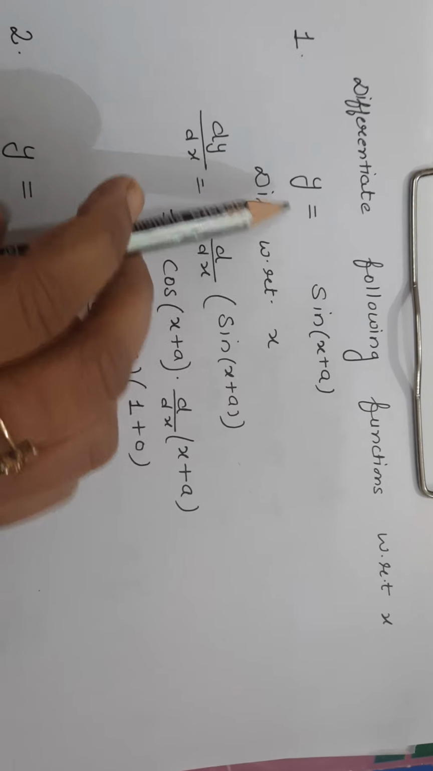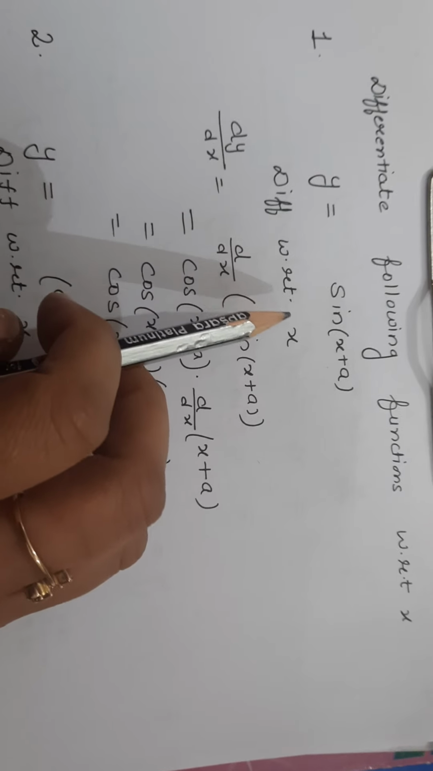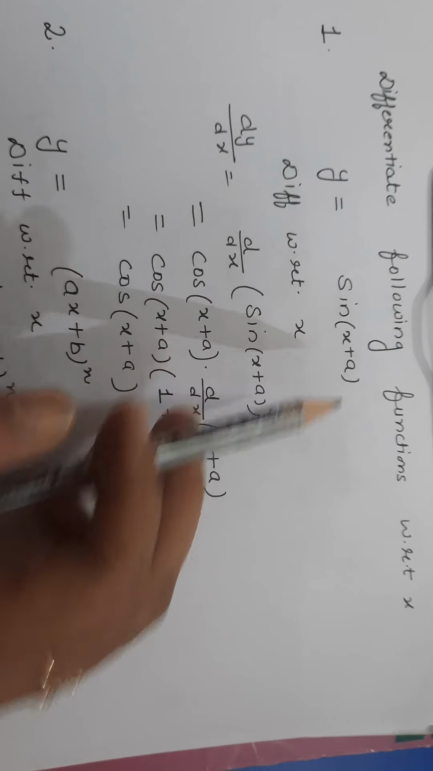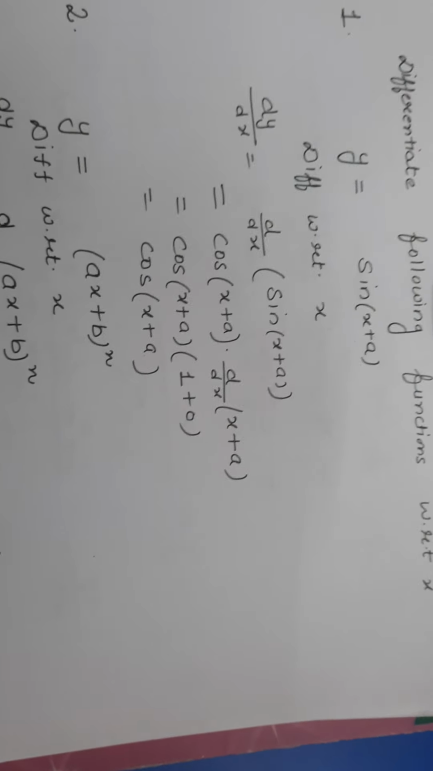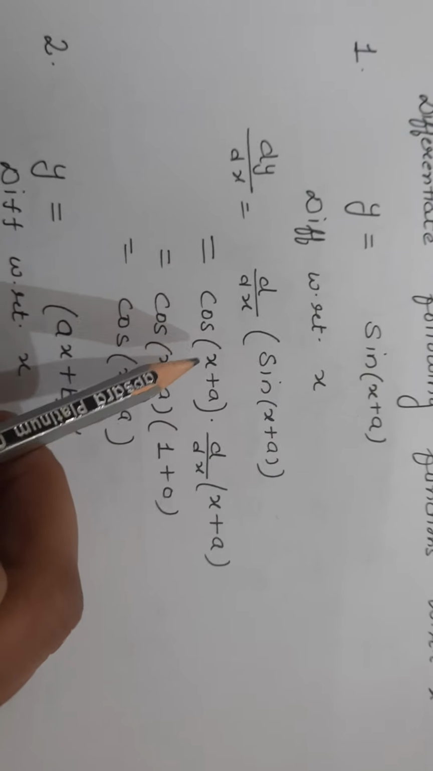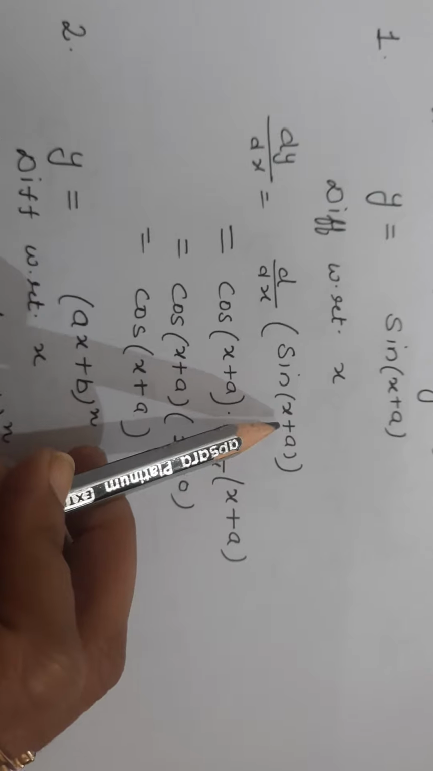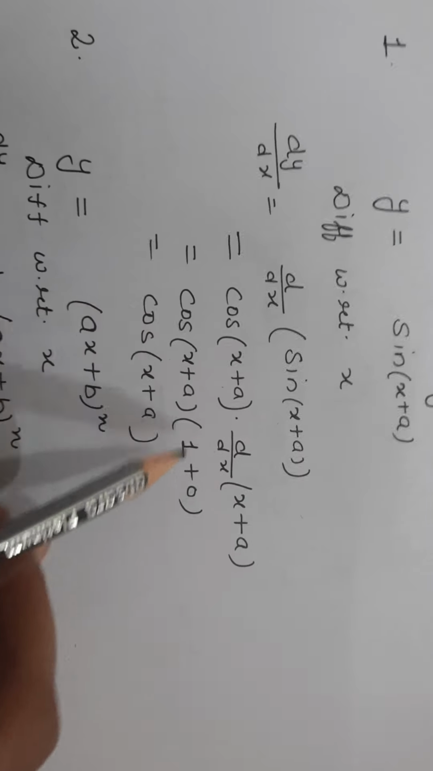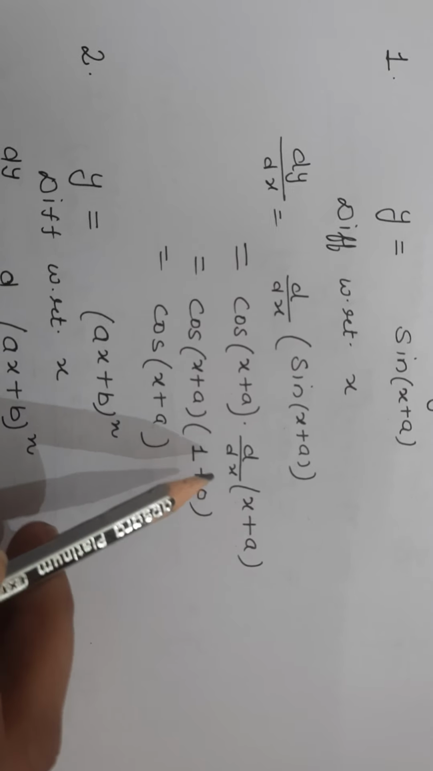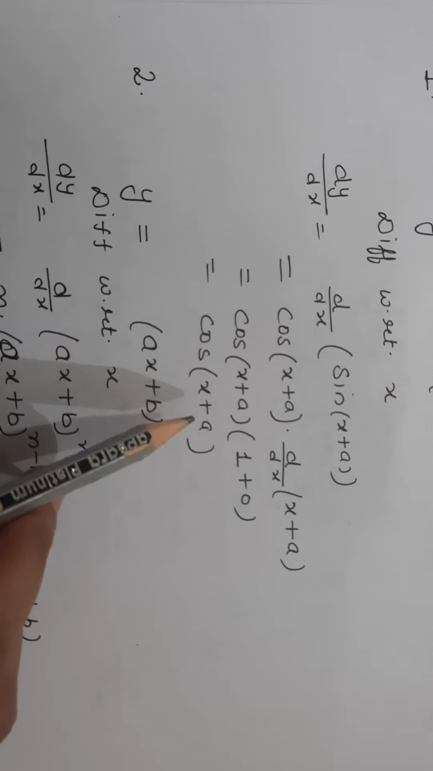Suppose the function is y is equal to sine of x plus a. So we'll first differentiate this with respect to x. dy by dx is the derivative of sine of x plus a. We know that the derivative of sine x is cos x. So here the derivative of sine of x plus a is cos of x plus a, into, by chain rule, the derivative of x plus a. So this as it is, and this is the derivative of x plus the derivative of a. Now the derivative of x with respect to x is 1 and a is a constant, so its derivative is 0. So your answer is cos of x plus a.